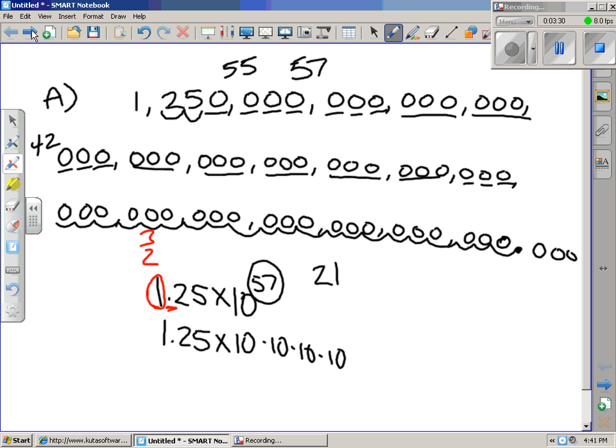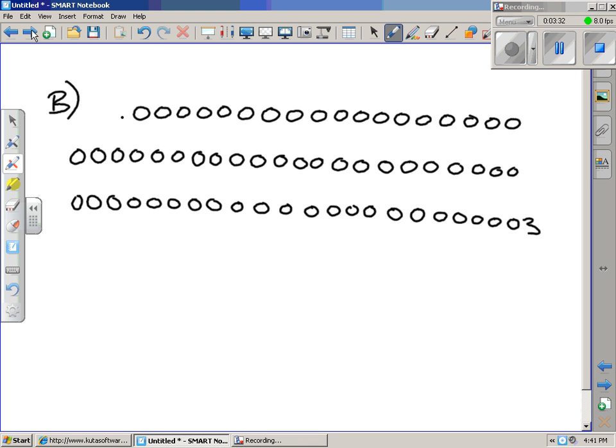Let's do another example. Okay, in this case in B, we have a very small number, and we're going to change this to scientific notation. So we're going to move the decimal once, twice, 3 times, 4, 5, 6, 7, 8, 9, 10, 11, 12, 13, 14, 15, 16, 17, 18 times.